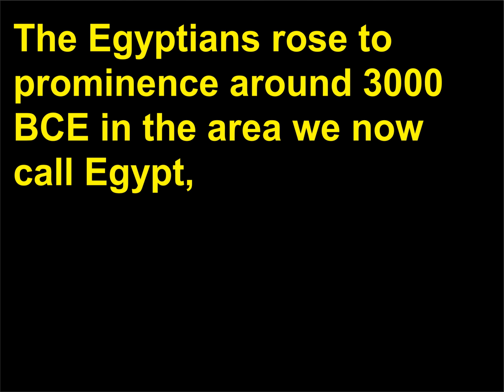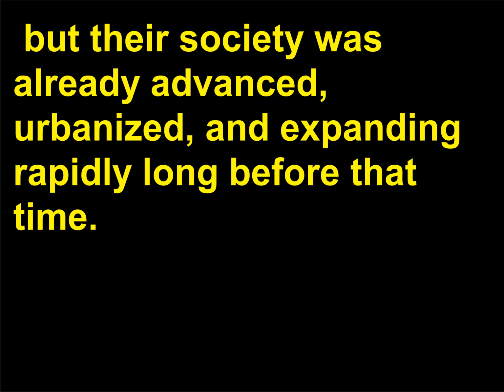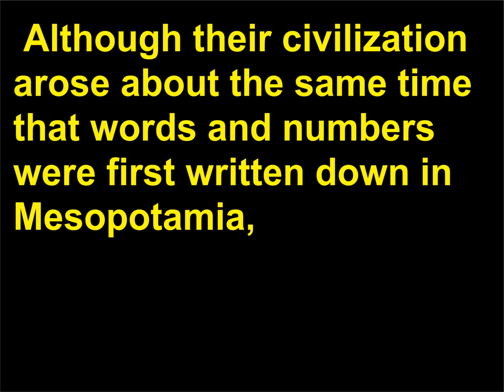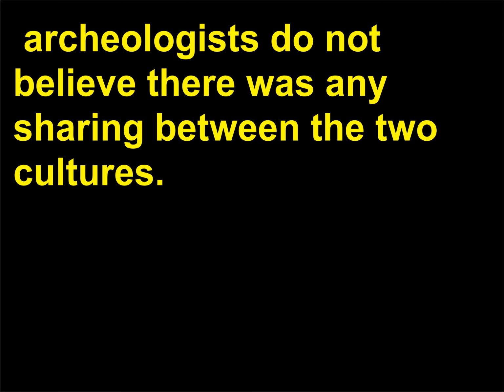The Egyptians rose to prominence around 3000 BCE in the area we now call Egypt. But their society was already advanced, urbanized, and expanding rapidly long before that time. Although their civilization arose about the same time that words and numbers were first written down in Mesopotamia, archaeologists do not believe there was any sharing between the two cultures.